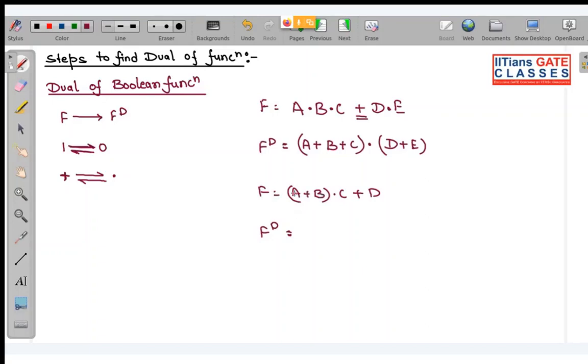If you calculate the dual over here, you can see there is a plus, so I will replace it with a dot, and here it is plus, and over here this is plus d. Obviously I need to put a bracket over here, because this term is this term or d. So I will put a bracket and then write d. How many of you got this? Tell me.